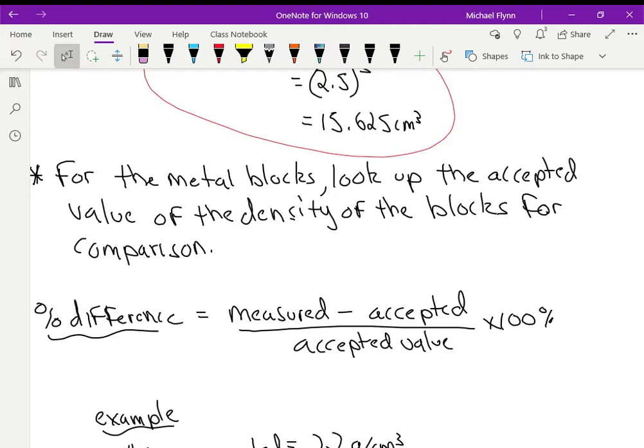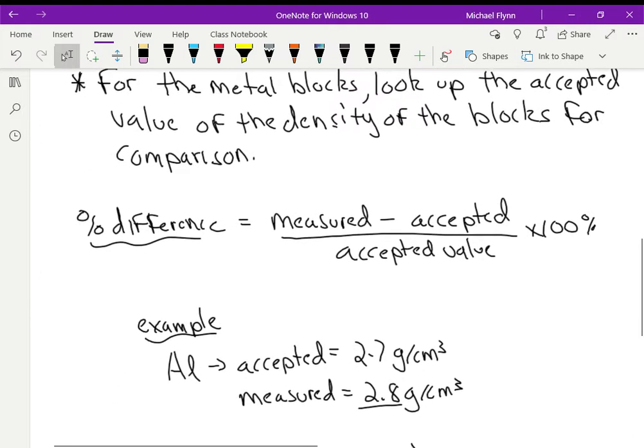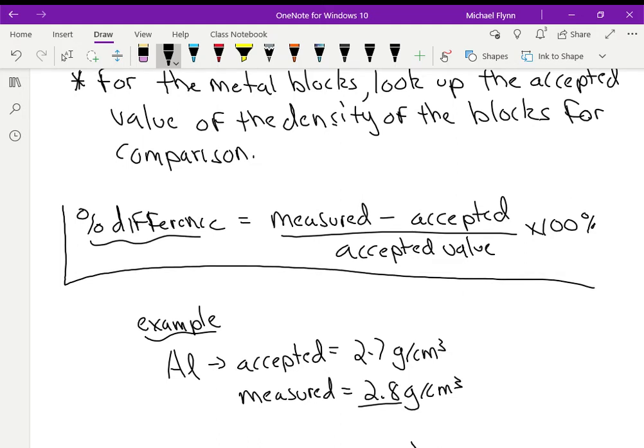The way you do that is you use this calculation here, the percentage difference. The percentage difference is equal to the measured value minus the accepted value, divided by the accepted value, and then times 100%. Now you have to Google the accepted value. For example, if you're wondering what the density of iron is supposed to be, just Google it: what's the density of iron? Make sure the units that you find online are in grams per cubic centimeter.